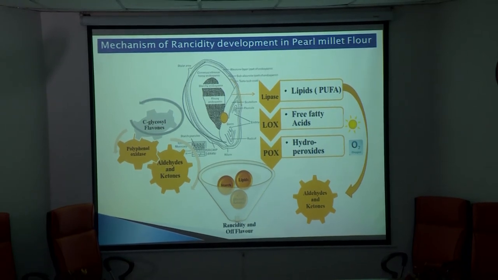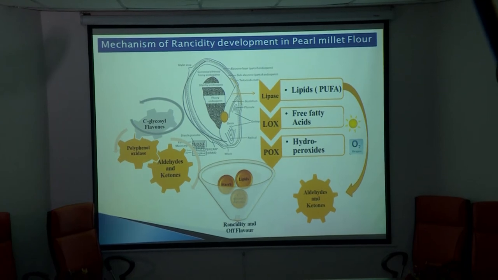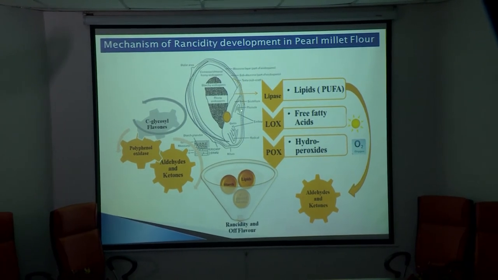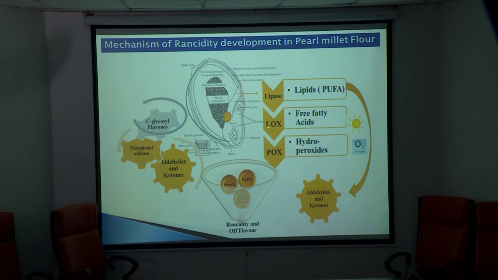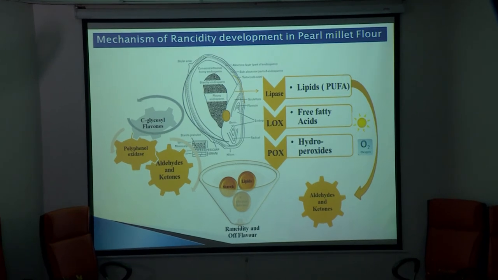But once you make the flour, within a week or 10 days it gets rancid. Why? The reason is that the enzyme lipase is responsible for lipid hydrolysis. It converts lipids into free fatty acids. But when it is in the grain, they are in two different compartments, meaning lipid is in the germ and lipase is in the outer layer.